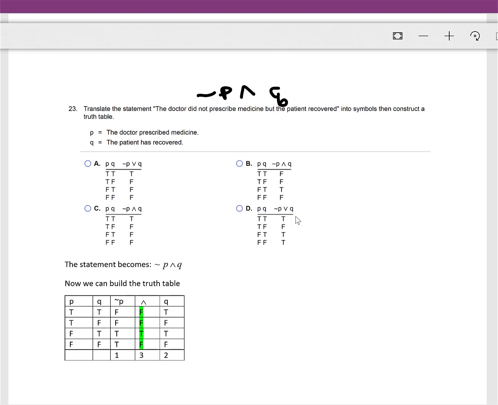Now we have to build the truth table. So down here, I put in my truth values, my P's and my Q's. Column number 1 is the negation of P: false, false, true, true. And then column 2 is the Q truth values. And then the connective I'm using is and. So I have to have both simple statements true, and the only time I get that is in case number 3. And the correct answer is B.